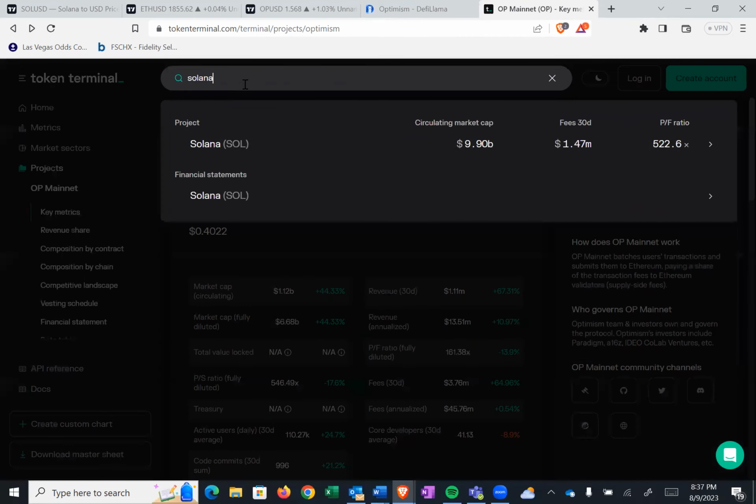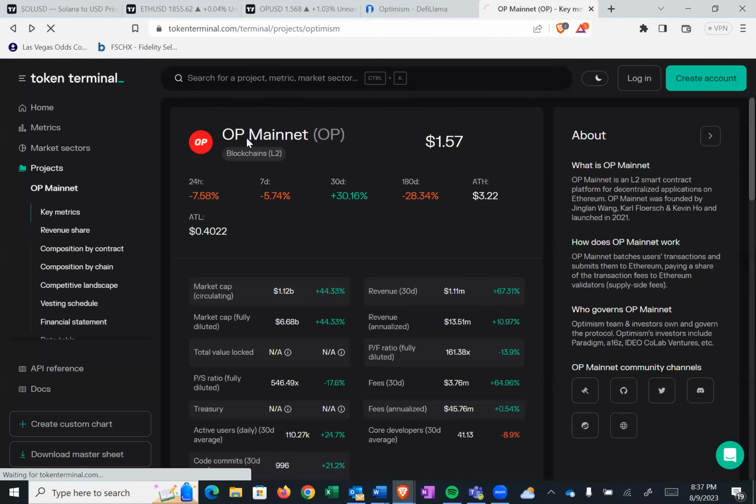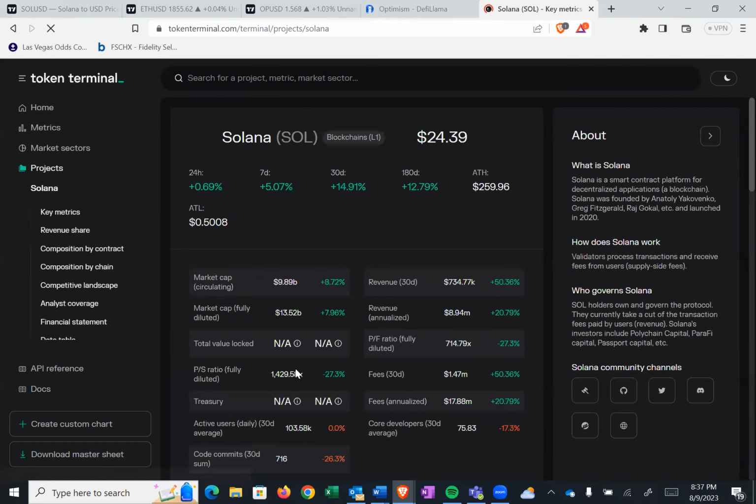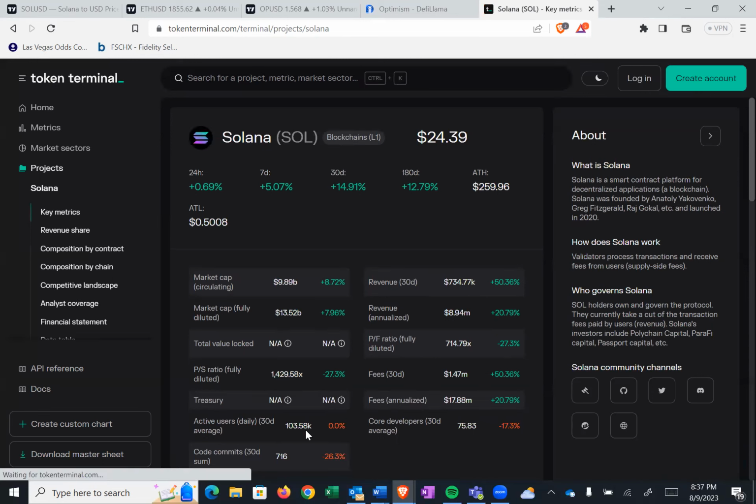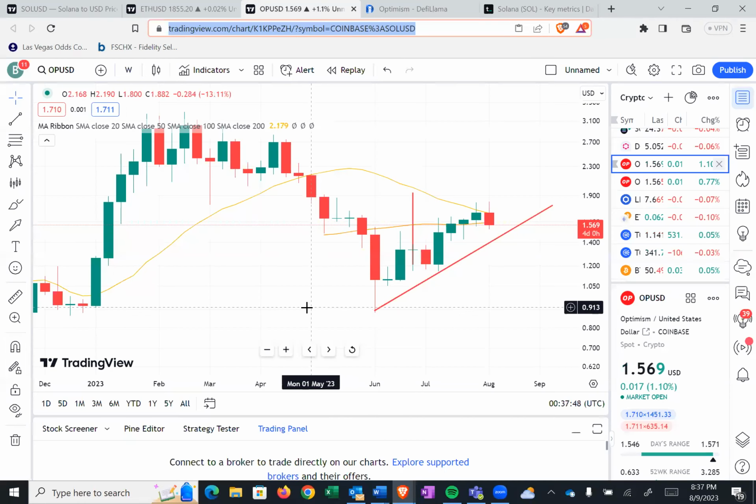Let's look at Solana as a comparison. Solana has less users, okay? Less users than Optimism. Revenue is lower. Market cap's way bigger. Price to sales ratio, totally different. They have a different system, but I will say that Optimism to me has more bullishness behind it.